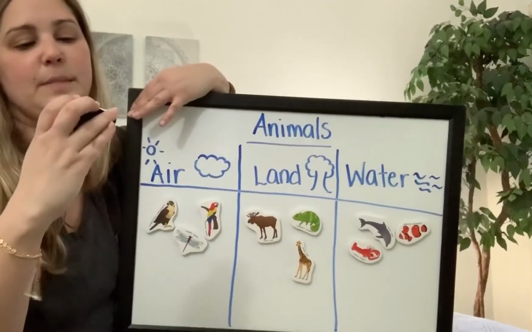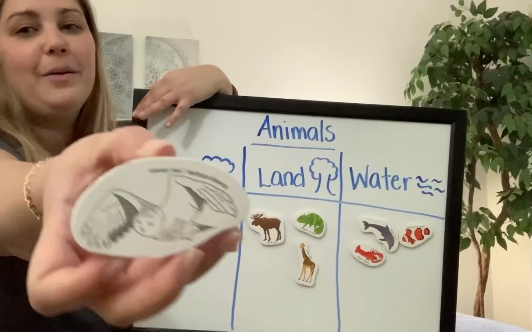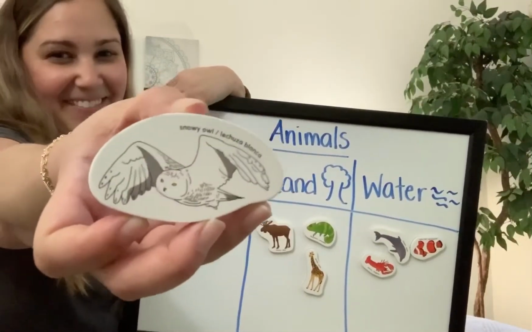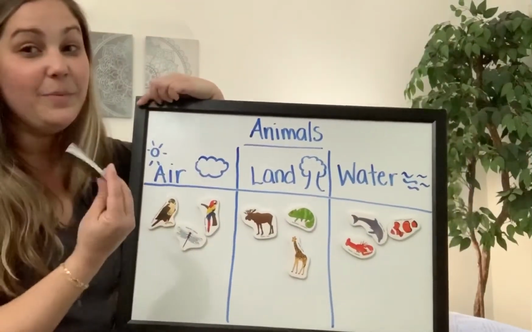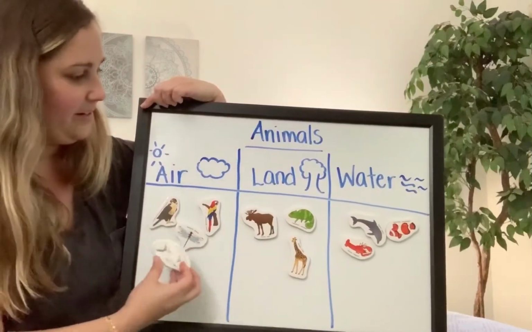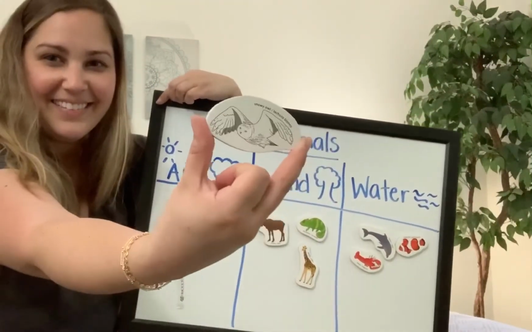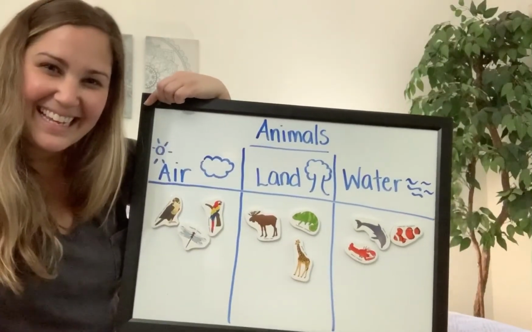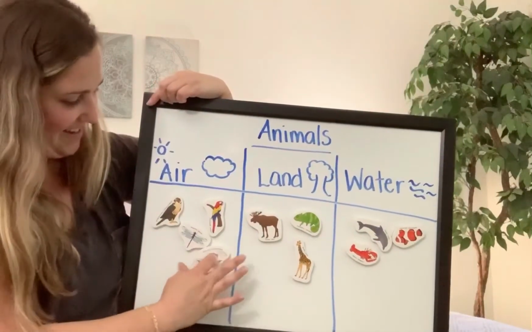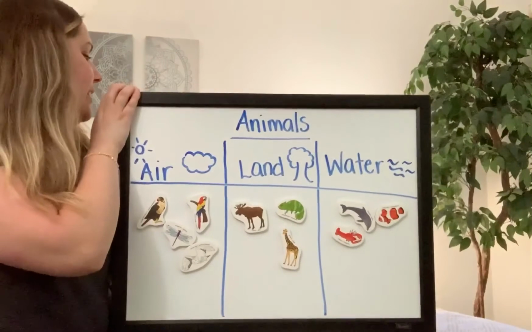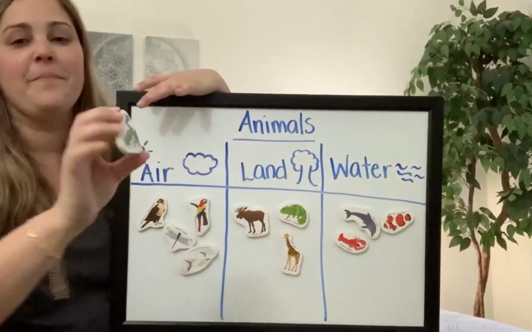Okay. Next up, we have an owl. This one's specifically a snowy owl. Here you go, it's facing the right way. This one has wings. Air, land, or water? What do you think? Air, very good. Okay, two more.